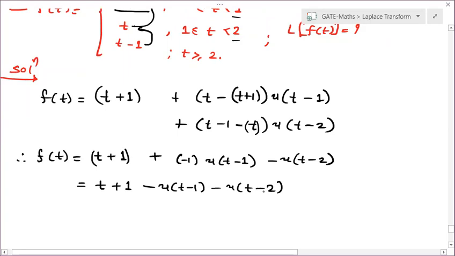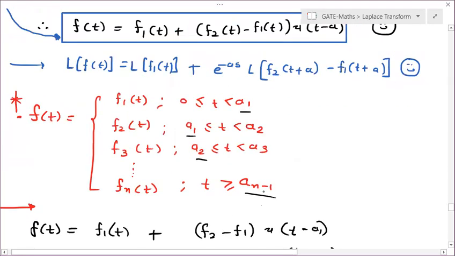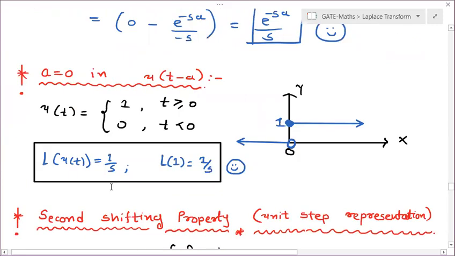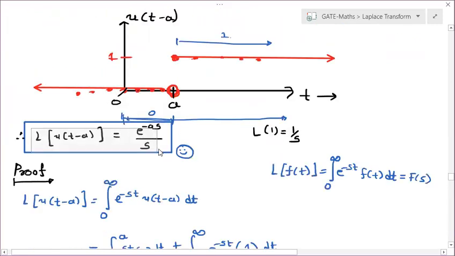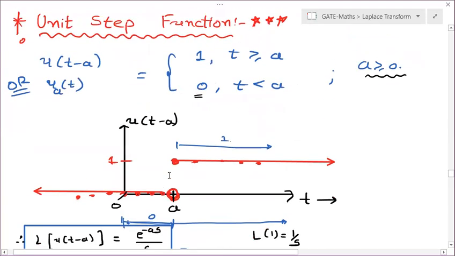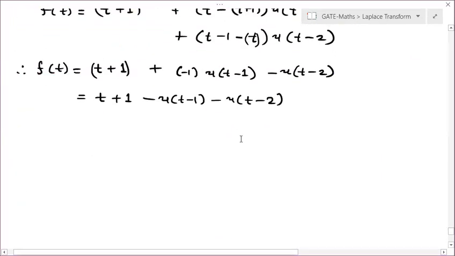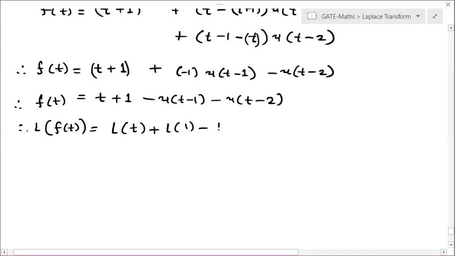And we all know that Laplace of u of t minus a is e to the power minus as by s, isn't it? Here, Laplace of u of t minus a equals e to the power minus as by s. So this is making this function easier. Let us apply Laplace on both the sides. So Laplace of f of t will become Laplace of t plus Laplace of 1 minus Laplace of u of t minus 1 minus Laplace of u of t minus 2.